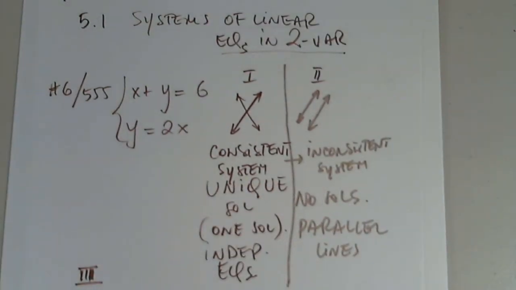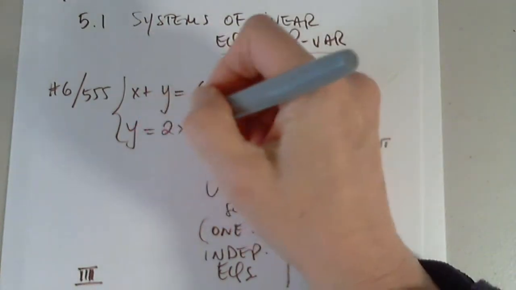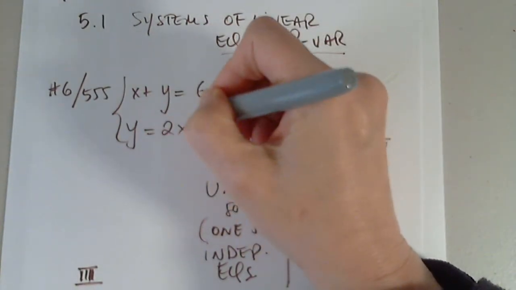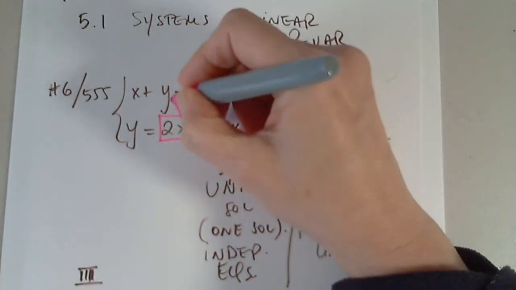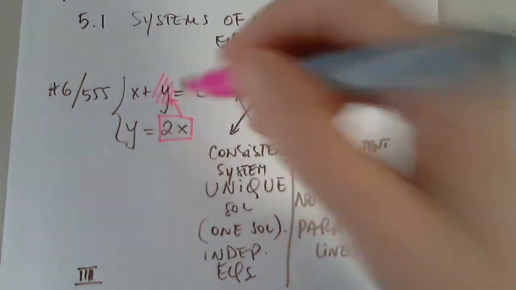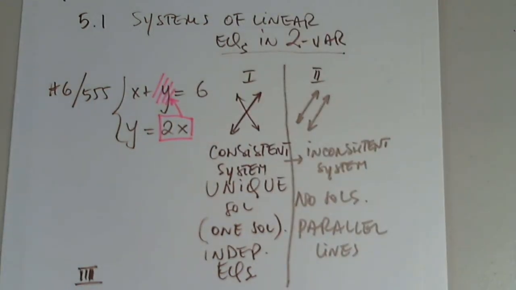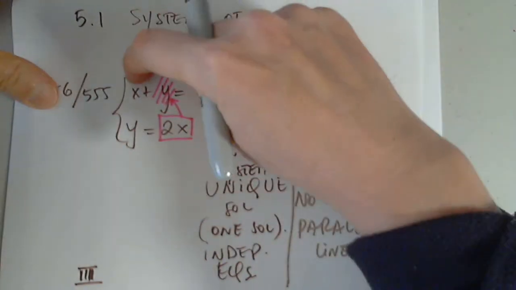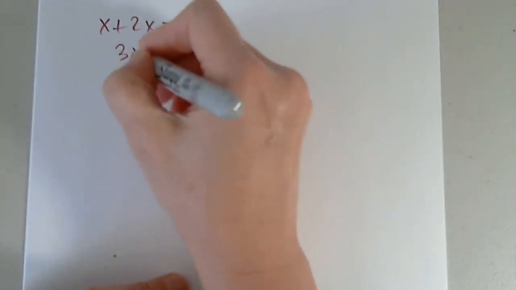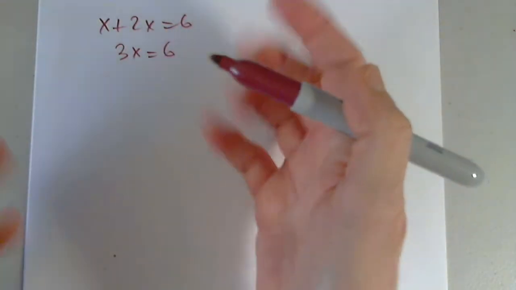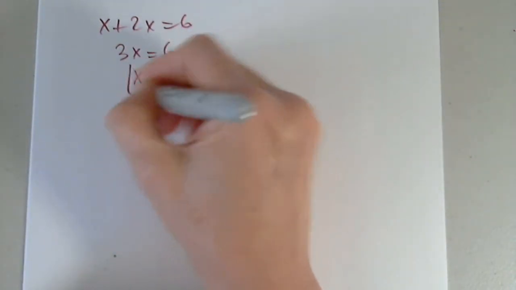I know you remember this. What am I going to do? I see that the second equation is already solved for y. All I have to do is replace this y by 2x in the first equation, and the system is solved. So then I have x plus 2x equals 6. Combine like terms: 3x equals 6. Divide by 3. I got x equals 2.